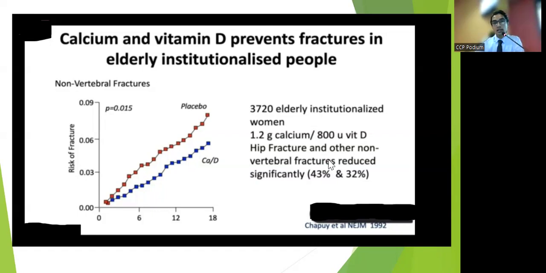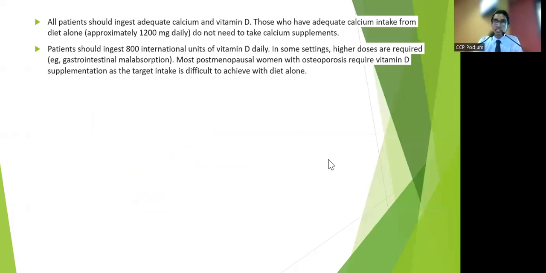So, the current recommendation is every patient should have adequate dietary calcium and vitamin D intake. But if there is dietary insufficiency, or if the patient is having hypocalcemia or vitamin D deficiency at the time of diagnosis, or if they have any malabsorption or intestinal problems that impair calcium and vitamin D absorption, in those patients, we should start supplementation for calcium and vitamin D.